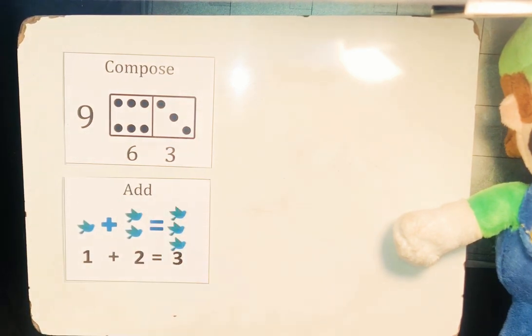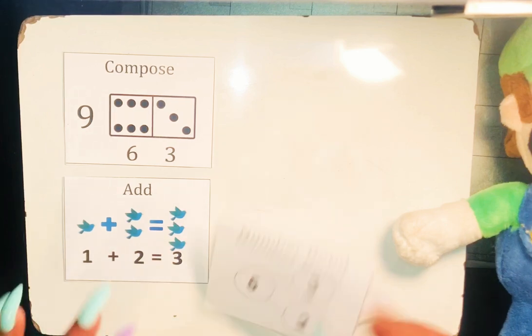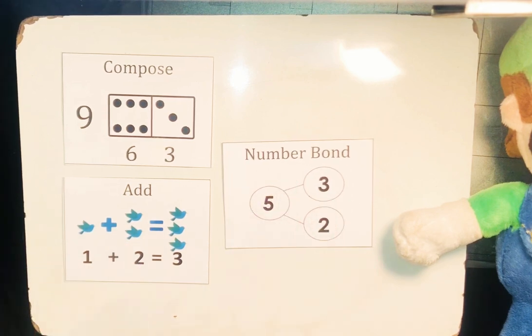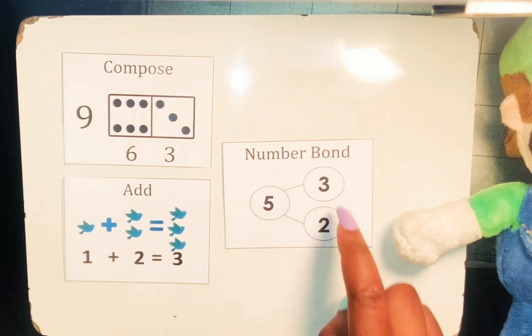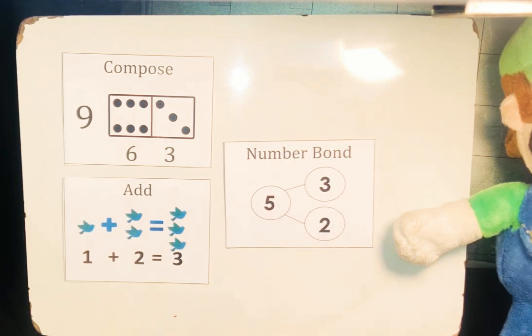The next word is add. When you add, you're putting numbers together to get a sum or a total. So you put numbers together and you get a sum or a total. So you're putting things together. A number bond is a tool that we use to help us put numbers together, to help practice adding our numbers. And in a number bond, we have a part, and a whole.